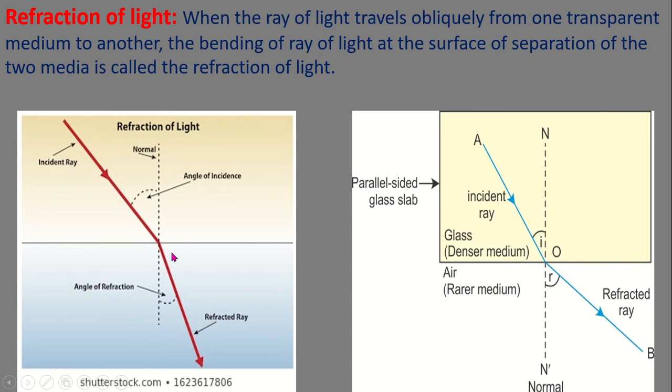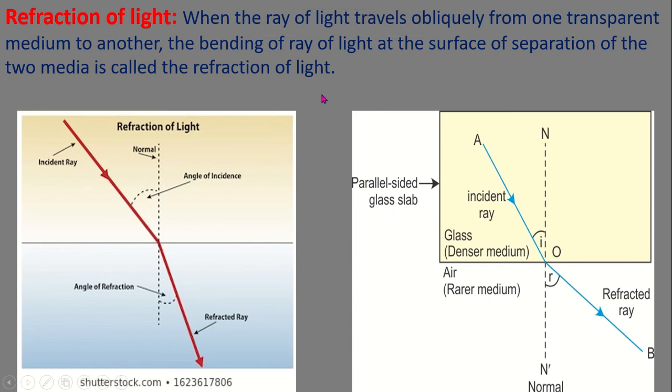That means in the previous case the refracted ray moves towards the normal, but here the refracted ray moves away from the normal. That means when light enters from rarer medium to denser medium, the refracted ray moves towards the normal, but when light enters from denser medium to rarer medium, then the refracted ray moves away from the normal.